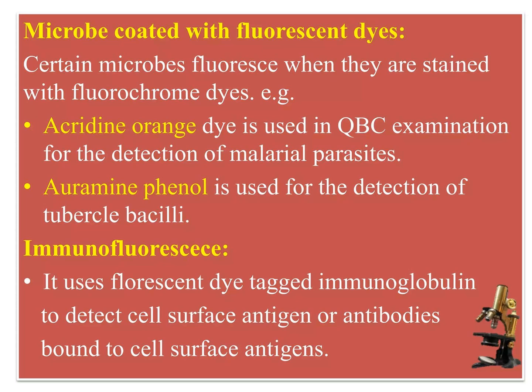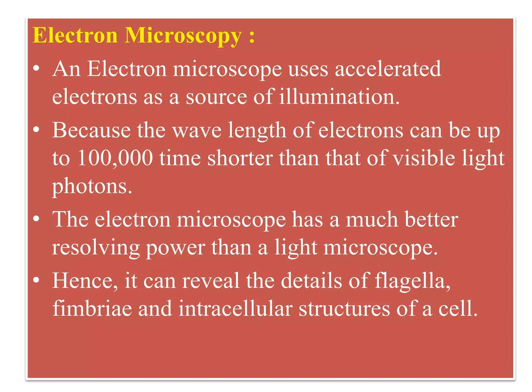Example: acridine orange dye is used in QBC examination for the detection of malarial parasite. Auramine phenol is used for the detection of tubercular bacilli. Immunofluorescence: it uses fluorescent dye tagged immunoglobulin to detect cell surface antigens or antibodies bound to cell surface antigens.